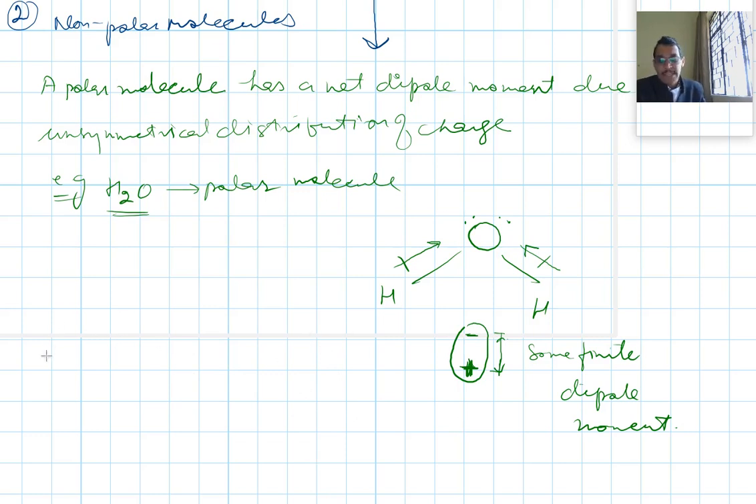Other examples are carbon monoxide, ammonia, HCl, etc. These are some examples of what we call polar molecules.